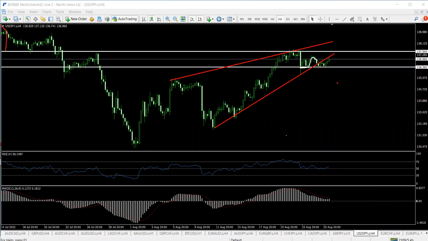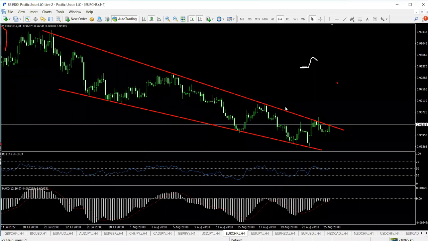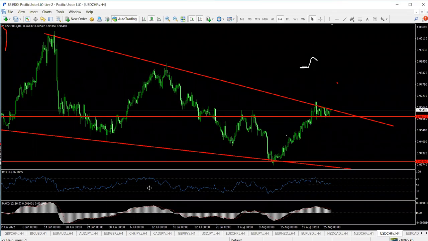let me show us USD CHF simultaneously. Because if you look at USD CHF, we're expecting a bearish movement on USD CHF because from a technical perspective, a lot is pointing to the bears on this instrument.